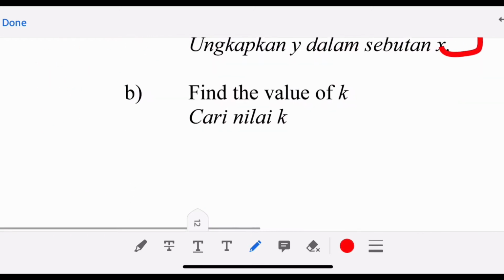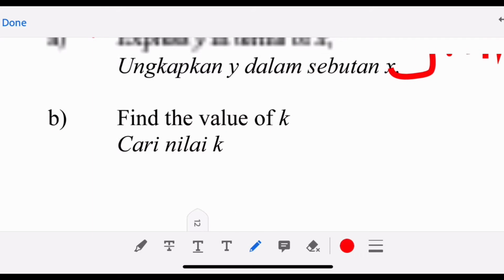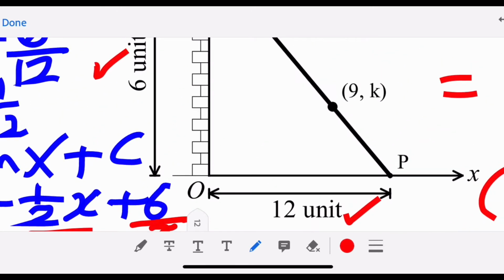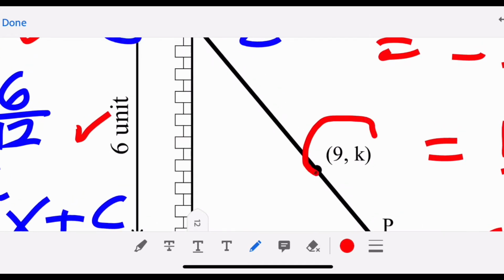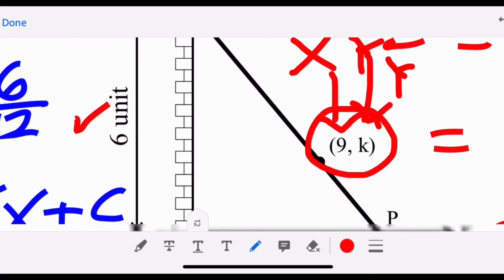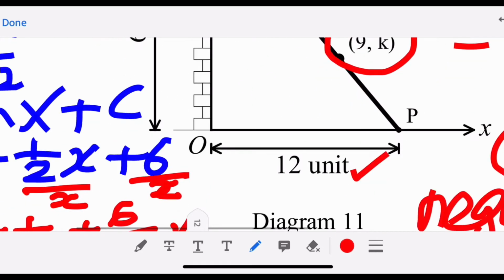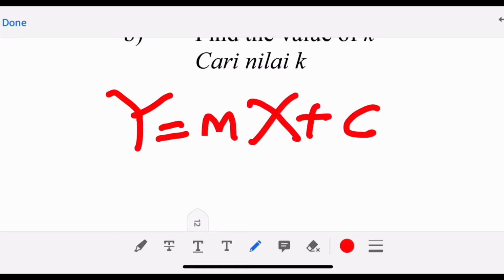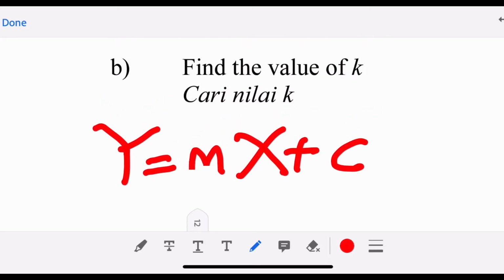Okay, so we have solved part A. Now we will solve part B. Find the value of k. The value of k can be obtained by actually substituting the point into the line equation that you just obtained just now, because the point lies on the line. So when the point lies on the line, you can always substitute the point into the equation, right?